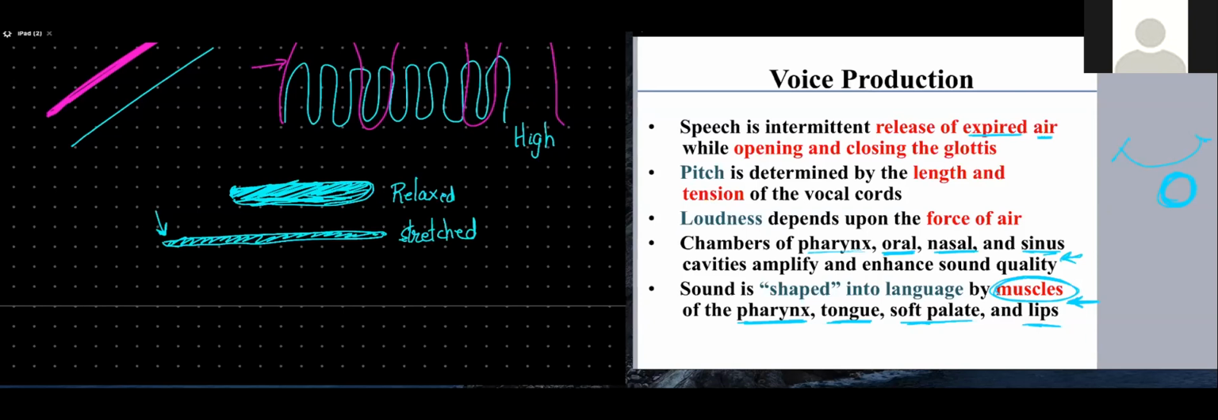So in order for me to produce a high-pitched sound, what will I need to do? I need to stretch the vocal cords. And in order for me to produce a deeper sound, a low-pitched sound, I need to relax the vocal cords. Does this make sense?